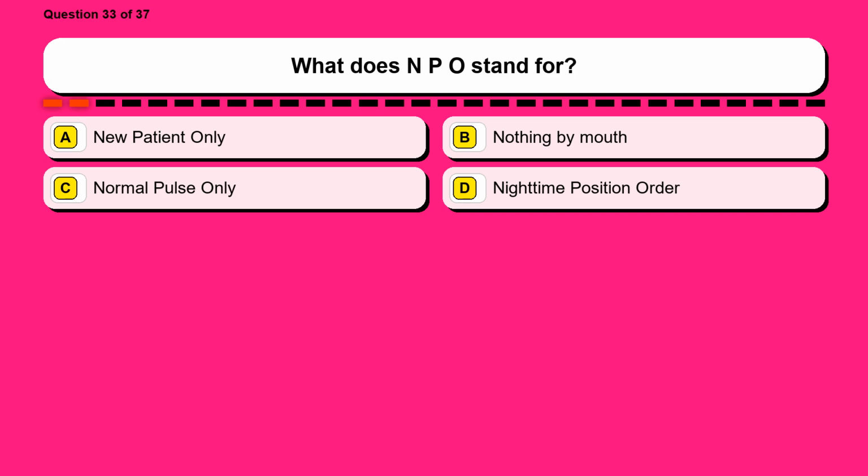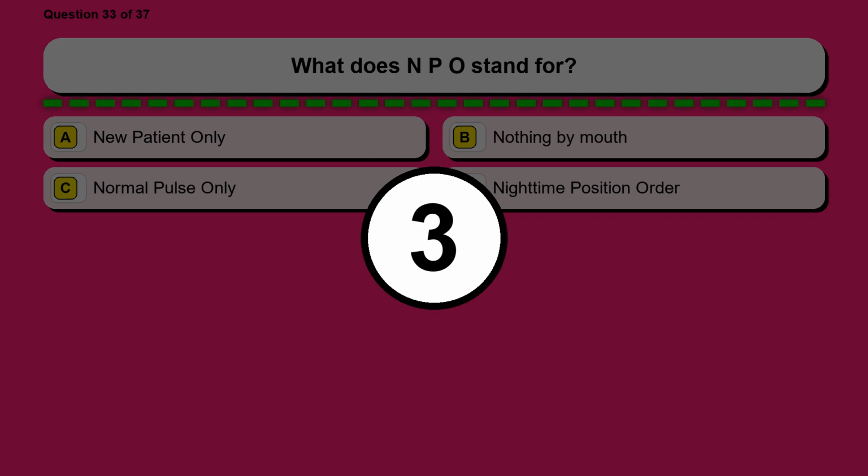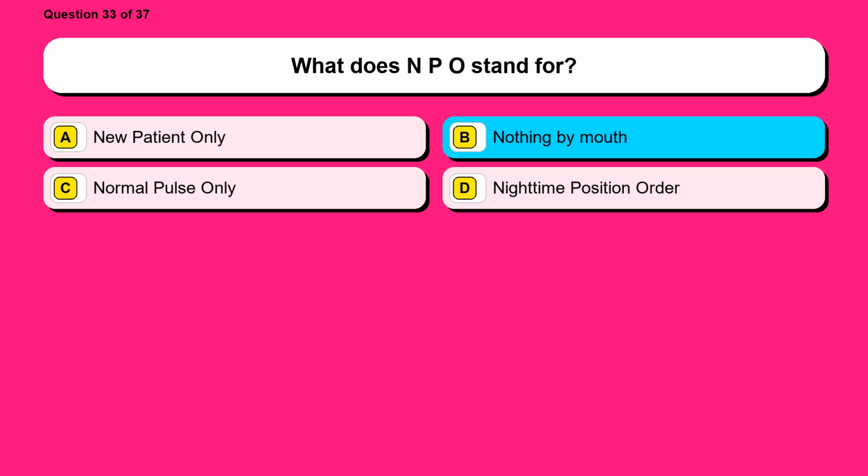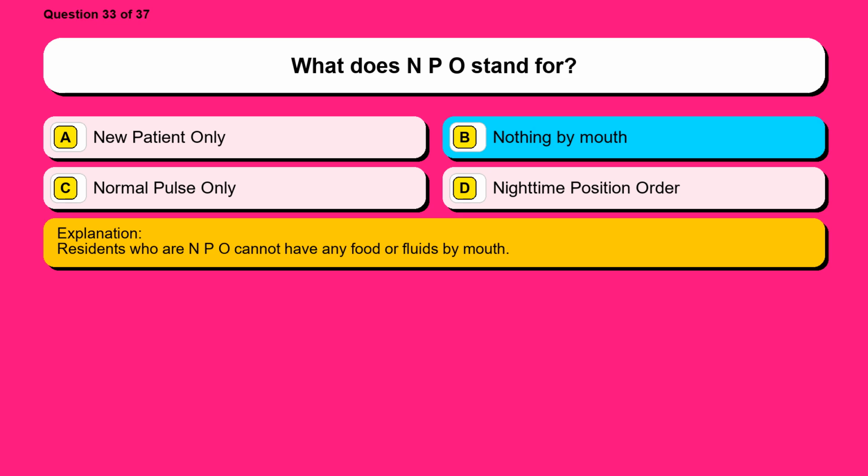Question 33. What does NPO stand for? Option A, new patient only. Option B, nothing by mouth. Option C, normal pulse only. Option D, nighttime position order. The correct answer is option B, nothing by mouth. Residents who are NPO cannot have any food or fluids by mouth.